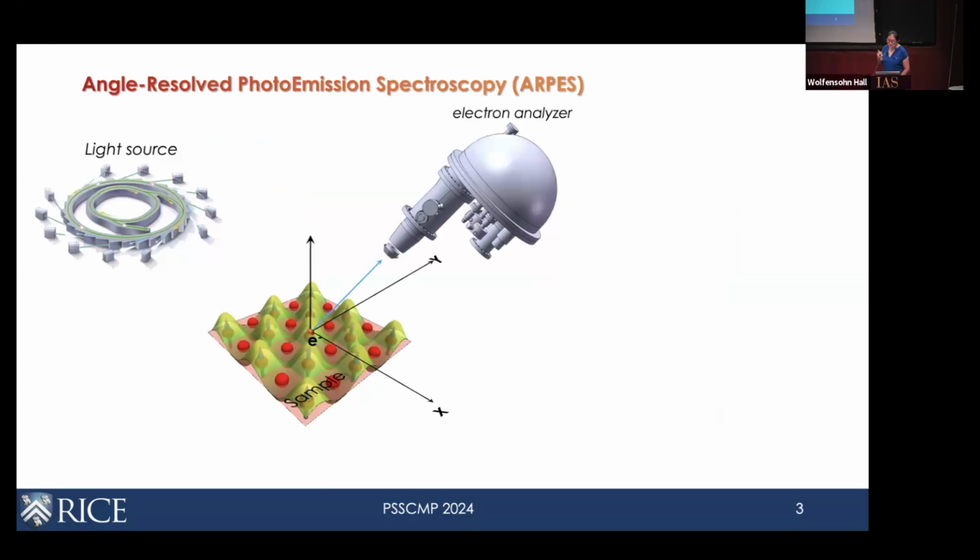I know when I was a graduate student, it used to be mandatory to show a slide of this when you're talking about ARPES results, but it seems like nowadays a lot of people are very familiar with this technique, but since this is a summer school, please allow me to introduce the technique just for completeness.